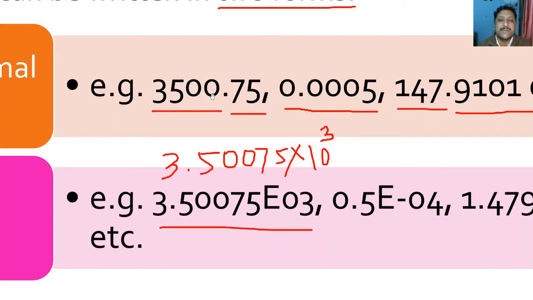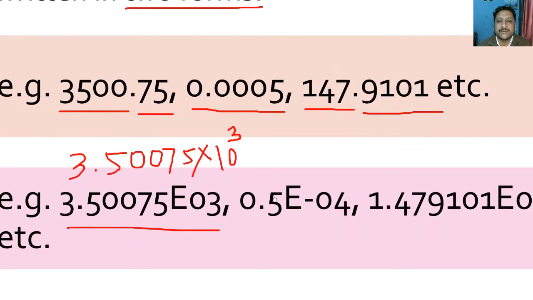So the same number can be written in power of 10, and that is known as exponent form. But in Python, in place of the multiply symbol and 10 to the power 3, we have to write the E symbol. E03 means 10 to the power 3. This number is multiplied by 10 to the power 3. So any number can be written like this.